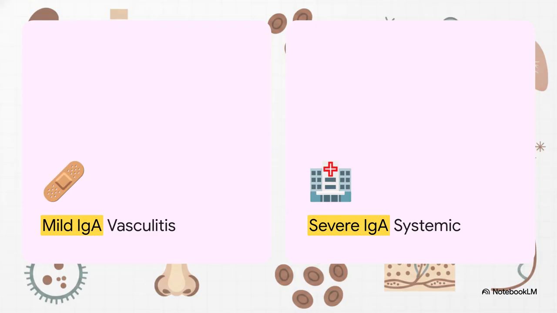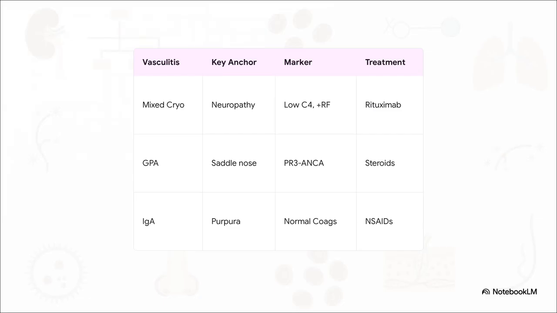Management for IgA vasculitis depends purely on severity. Mild cases with just the rash and some minor arthralgias just need supportive care, hydration, and NSAIDs. But if you see severe systemic disease, severe abdominal pain, or worsening renal function, that mandates hospital admission and systemic glucocorticoids. To wrap this explainer up, let's lock in the clinical comparisons that drive your next best step logic.